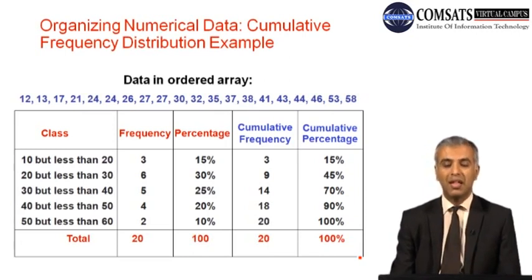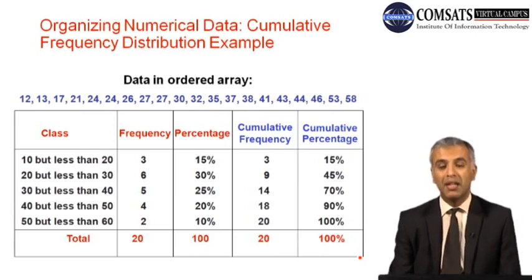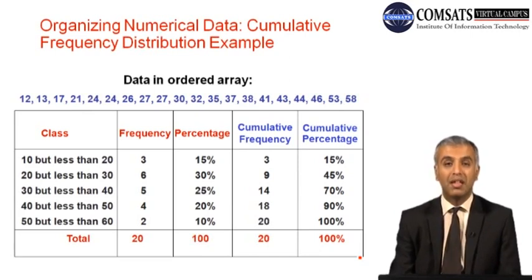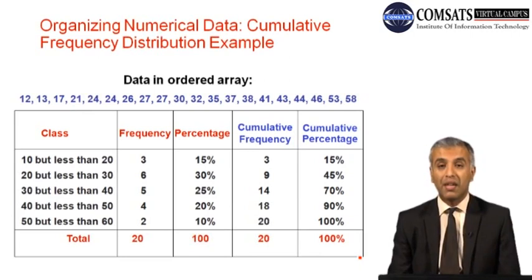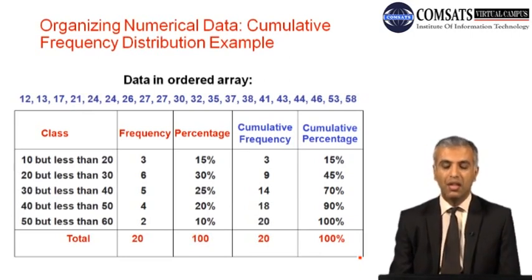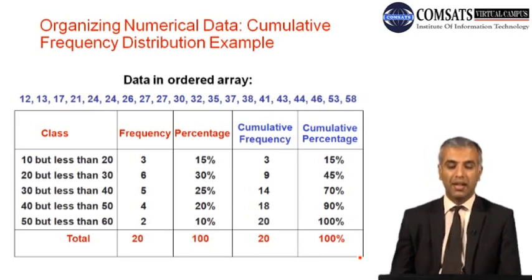Cumulative percentage follows the same concept as cumulative frequency. The only difference is that you have to calculate the cumulative percentage from the percentage column displayed here. So here you can see the first is 15%. In the second class, we added 30% with 15 to make it 45, and likewise we calculated the rest of the values to make the total 100%.